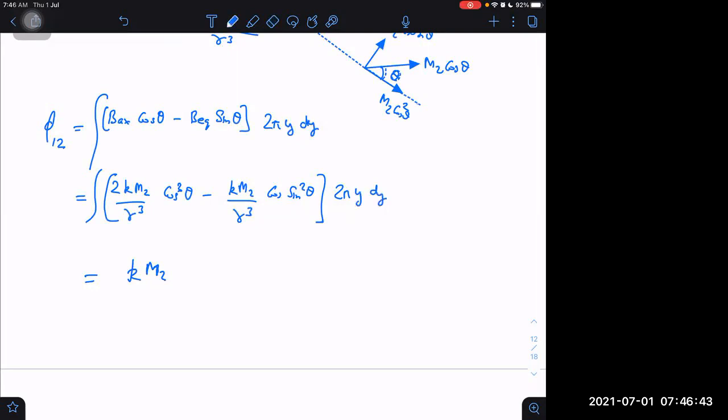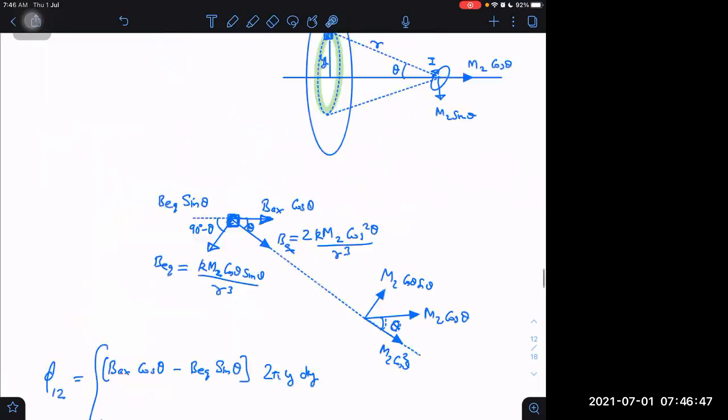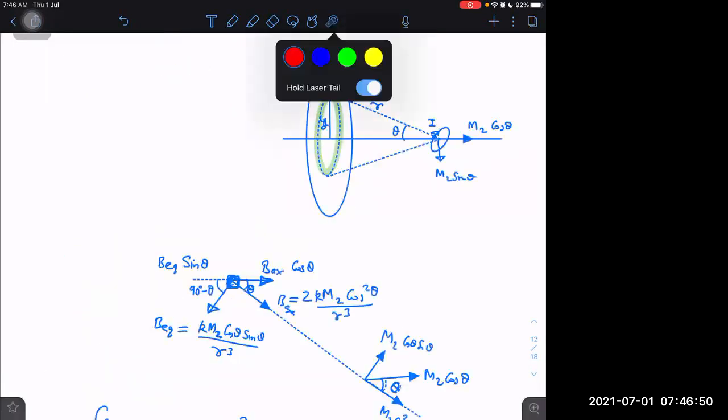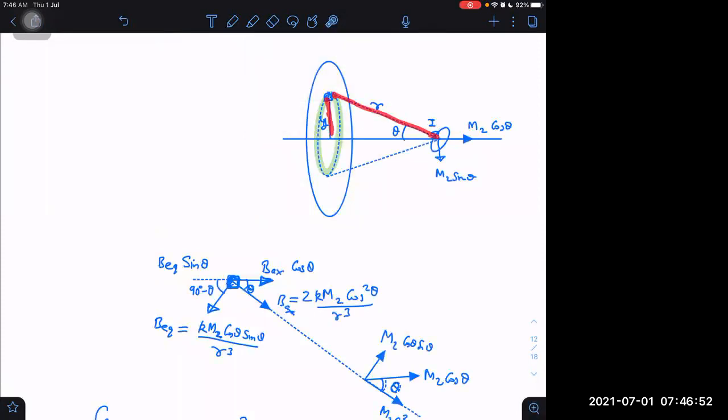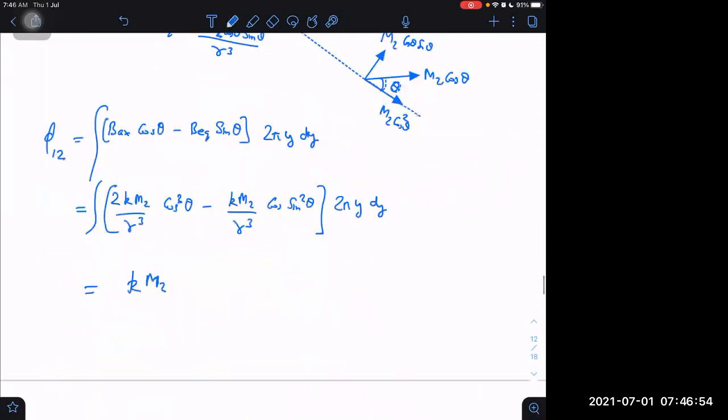And this r is different from that, right? Good to point it out. This r is the oblique distance, and this is y here. Then what do we get now? K into m2 is taken out, that is constant. 2 pi can also be taken out, that is also constant. What are we left with? We are left with just cos cube theta minus cos theta into sin square theta, into y upon r cubed.